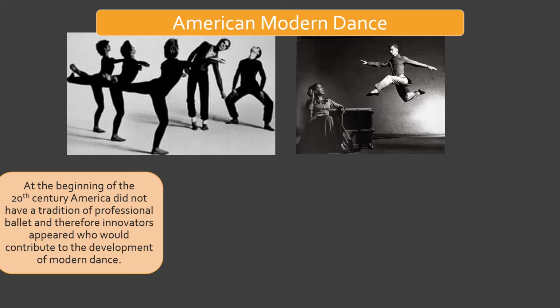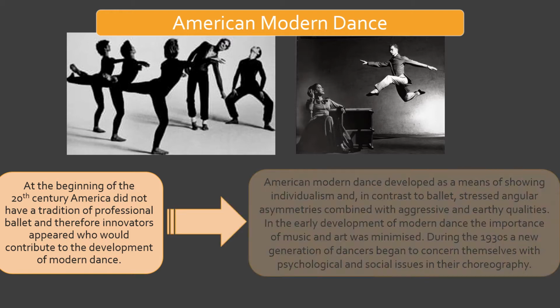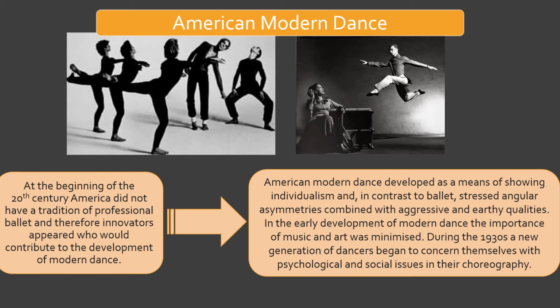So this move away from traditional ballets that were mostly famous in Europe, having traditional stories, and innovators, and we're going to look at some different innovators along the way, are going to contribute to this development of American modern dance. So further how this developed is that it's the point of showing individualism, and it has that contrast to ballet where stressed, angular asymmetries combined with aggressive and earthy qualities. So moving away from these rules and regulations of ballet and moving more into freedom, experimentation.